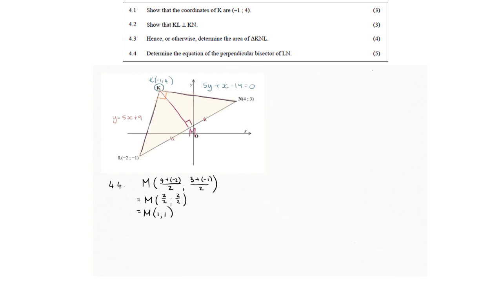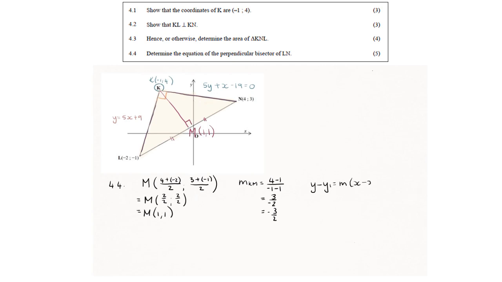And that then gives us that the midpoint's coordinates is 1 and 1. And now we need the gradient of KM. We have both the coordinates of K and M, so we use the gradient formula. And then the gradient of KM is going to be 4 minus 1 divided by negative 1 minus 1. And this simplifies to negative 3 over 2.